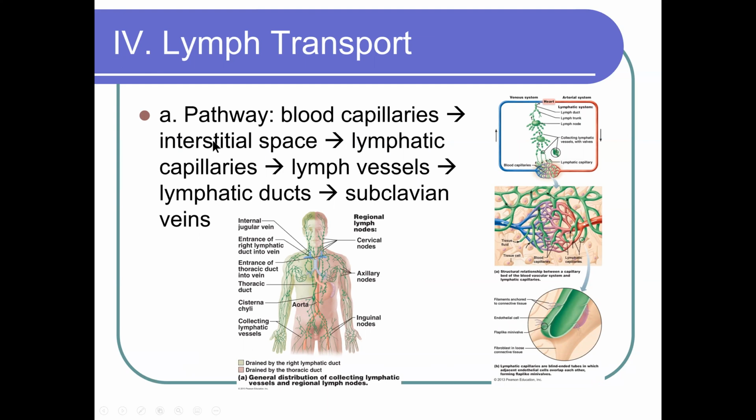The pathway for lymph is from the blood capillaries, with the net two out to the interstitial space. That is the fluid space that is either not inside the vascular system or not inside the cell, into the lymphatic capillaries, into the lymph vessels, into the lymph ducts, and then finally into the subclavian veins, with the right side draining into the right subclavian vein, and the lower body and the left side draining into the left subclavian vein.